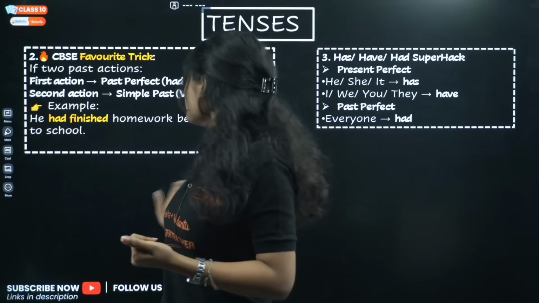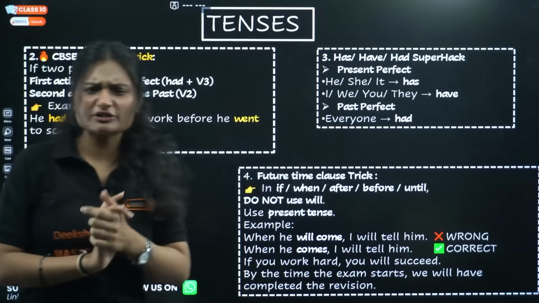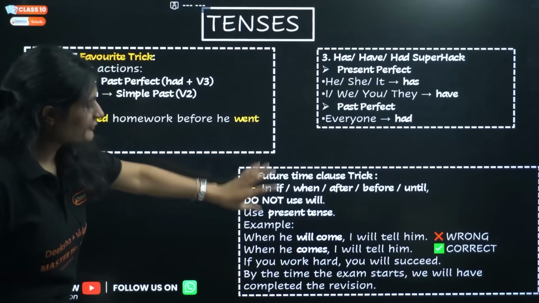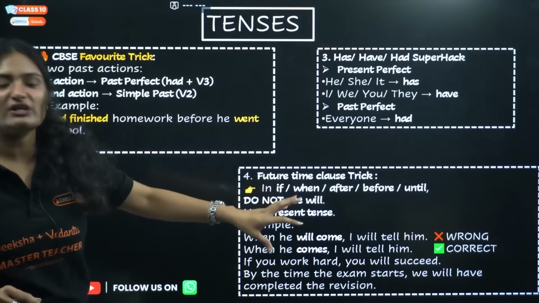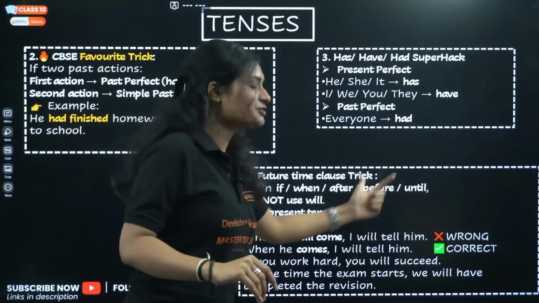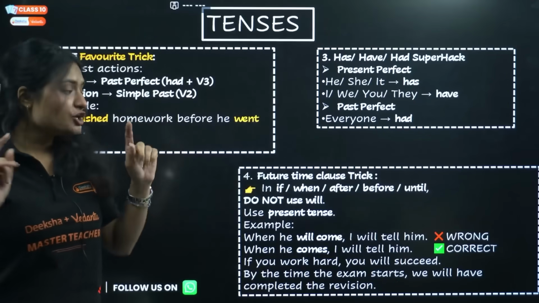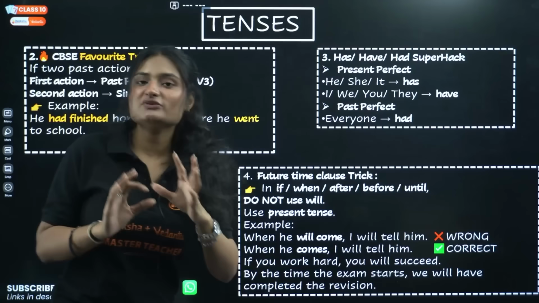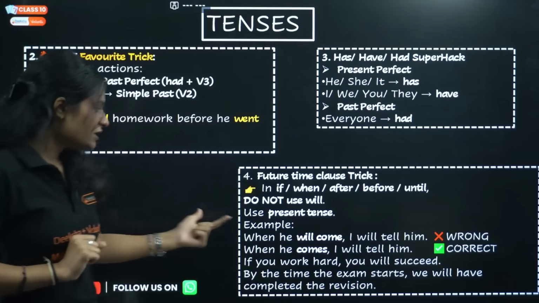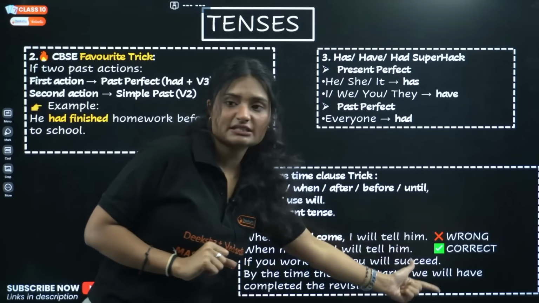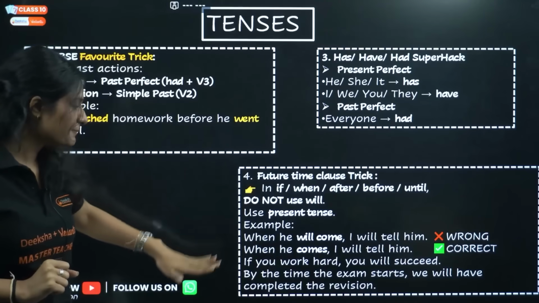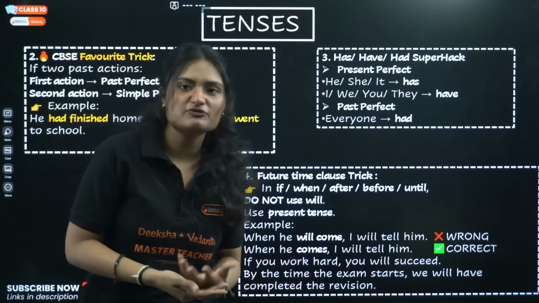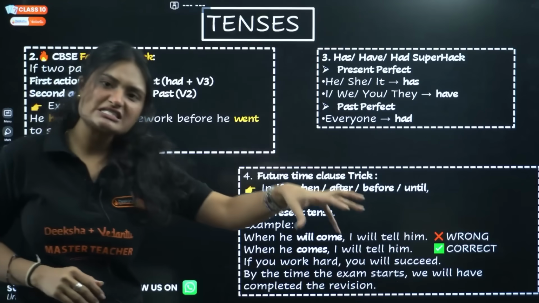Okay, now before moving on, there's one more trick we have. If, when, after, before, until is given in a sentence, you do not use will. What will you use? You will use present tense. For example, you will not write when he will come, I will tell him. You will write when he comes, I will tell him. It's present, because the event was supposed to happen first. Only then you will face the consequences, right?